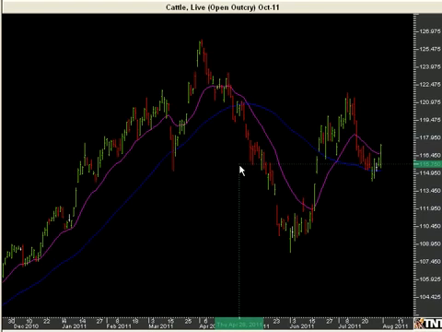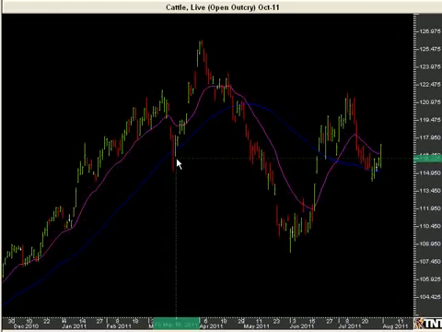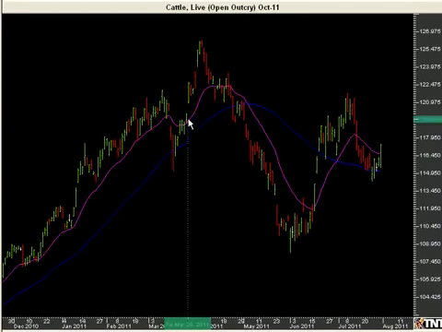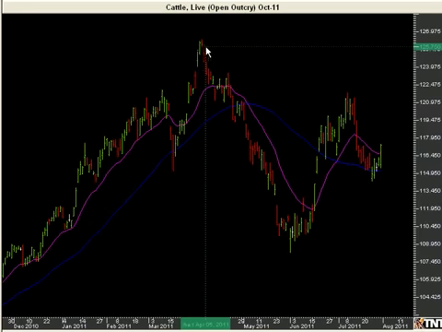So that begs the question, what does support look like and what does resistance look like? Quite simply, support occurs whenever you have a red-green bar combination, and resistance occurs whenever you have a green-red bar combination. That's the most basic form of support and resistance.